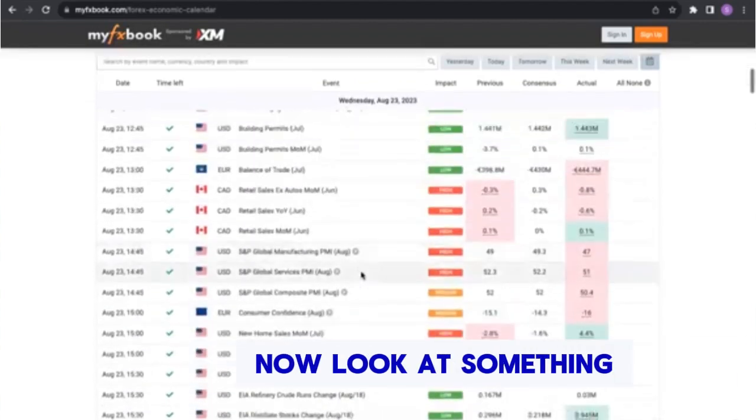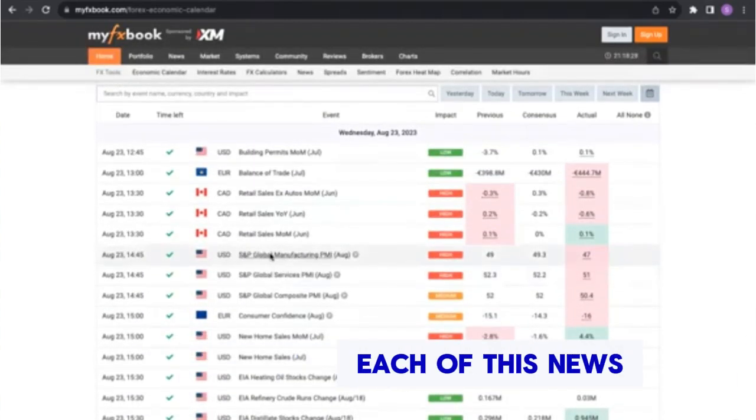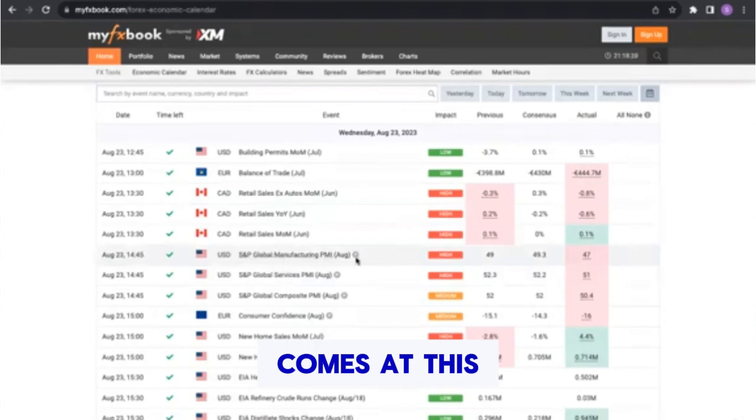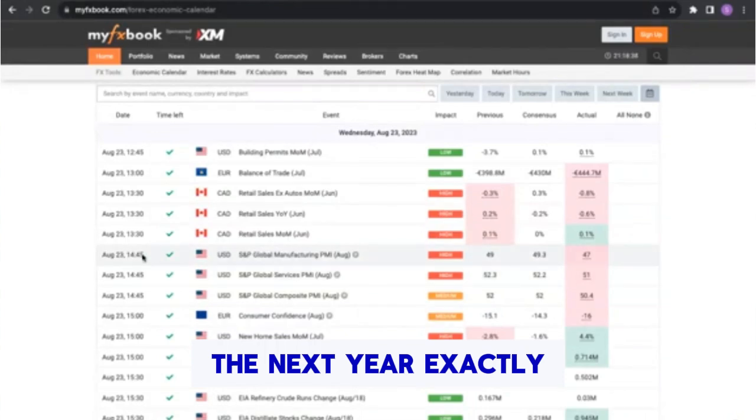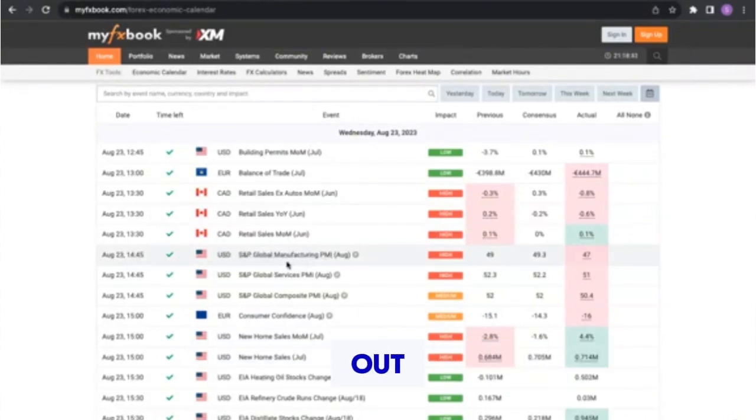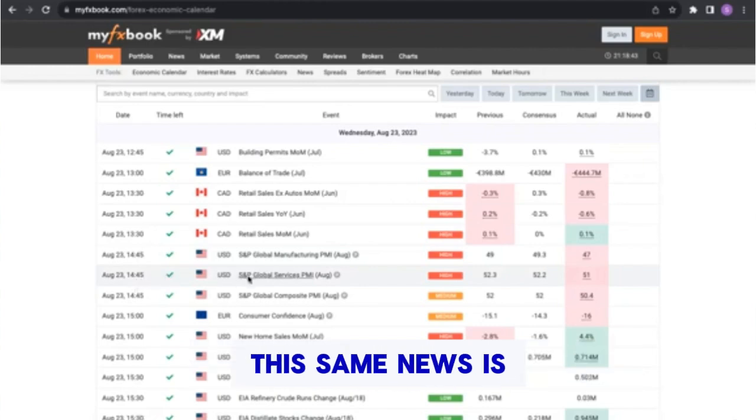Now, take for instance, look at something. Each of these news comes at this time. You see this one, August 23, 2:45. If you go to the next year, exactly this same time, no failing, this same news is going to come out. Exactly the same time, this same news is going to come out 10 years from now. It does not change.